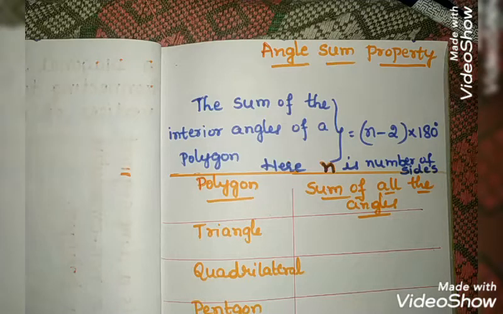See children, in your lower classes you studied that the sum of all the angles of a triangle is 180 degree. And the sum of all the angles of a quadrilateral, you also studied, is equal to 360 degree. How can we say that it is 180 degree in case of triangles? And in case of quadrilateral, how is it 360 degree? Is there any general formula for that? Yes, there is a general formula for that, children.